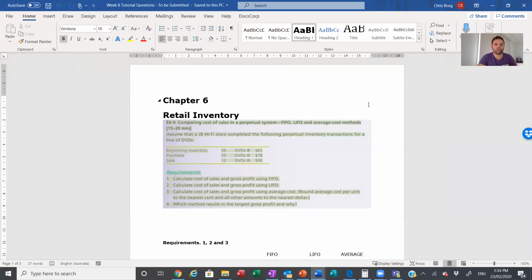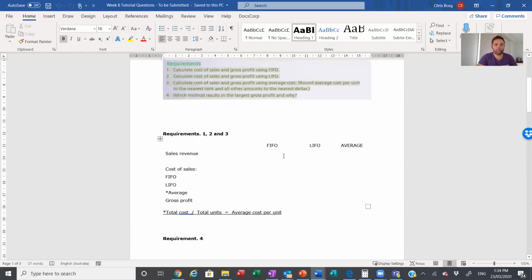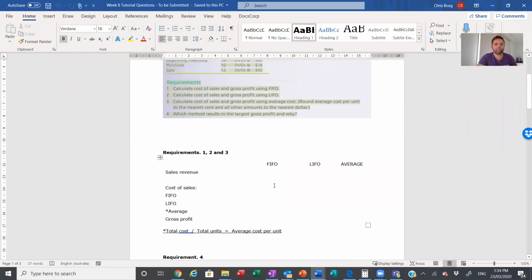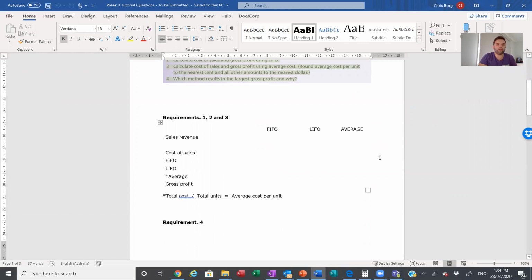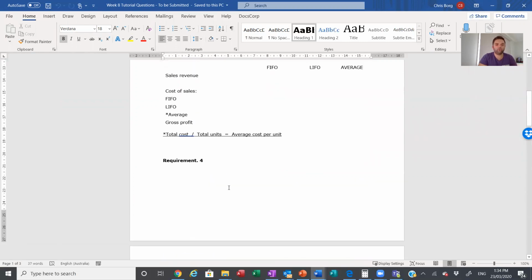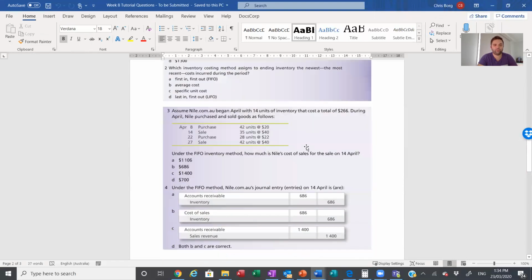So the tutorial question is retail inventory. This has 4 requirements. The first 3 requirements are to calculate the cost of sales and the gross profit using the FIFO, LIFO, and average cost method, which we've given you outlined. And the 4th requirement is which method results in the largest gross profit and why. So once you've worked out your gross profit, you can then type your requirement out there. And then we've given you the quick check questions.